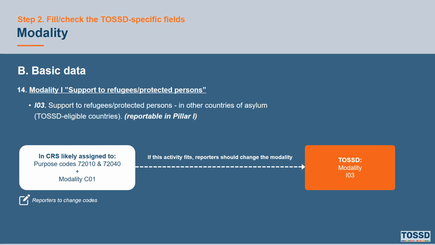Modality I03 captures the support to refugees and protected persons in other countries of asylum that are TOSSD-eligible countries. Related activities are reportable in Pillar 1. In the CRS, similar activities are likely assigned to purpose codes 720.10, 720.40, and the modality C01. If the activity fits, reporters should change the modality to I03 in TOSSD.